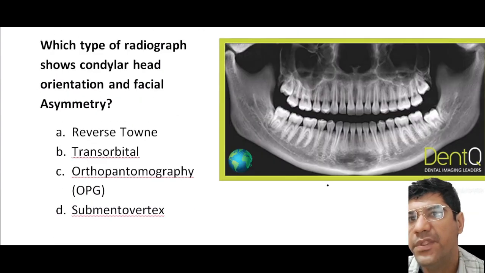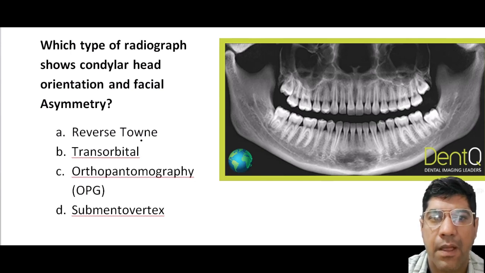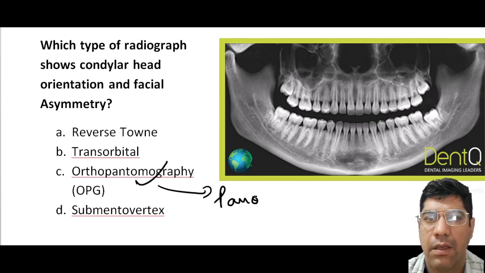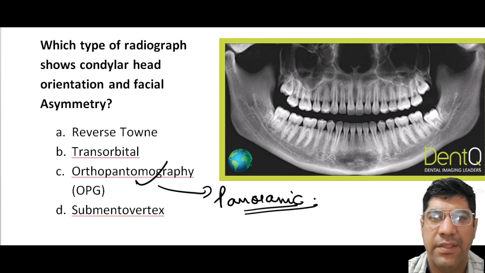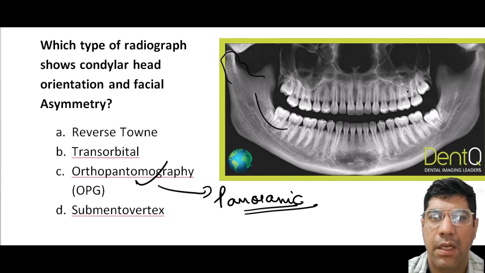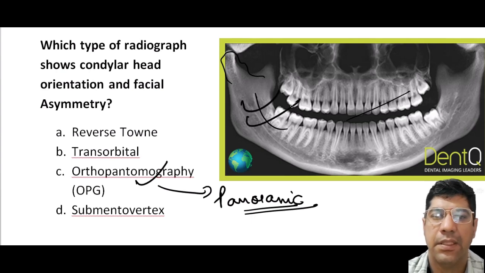Next question. Which type of radiograph shows condylar head orientation and facial asymmetry? It's the OPG, orthopantomogram. It is also known as panoramic radiograph, which provides a view of the entire maxillofacial region, including the condylar heads of the mandible, and is useful for orientation of the condylar heads and can help to identify facial asymmetry due to differences in the condylar region.